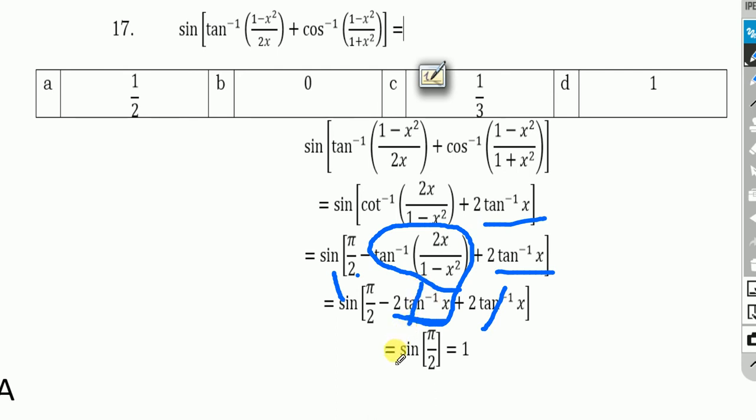2 tan inverse x is eliminated. We have opposite signs here, minus and plus. Therefore we got sin pi by 2, which is equal to 1. So answer is D for this question.